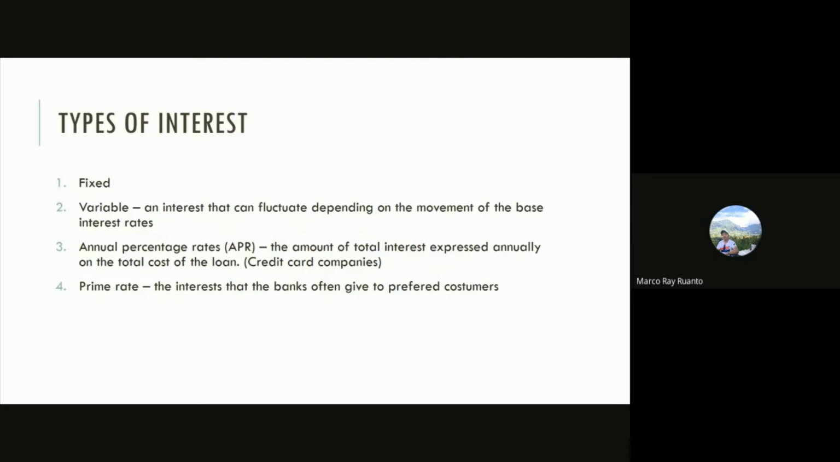Variable, so this is the one that varies from time to time. An example of this is kaning dividends. We can consider interest as dividends, and we can consider dividends as interest also, but the dividends vary depending on the net income of a given corporation or cooperative.